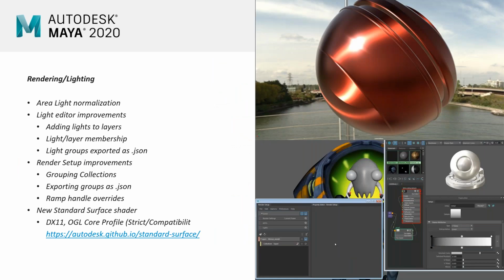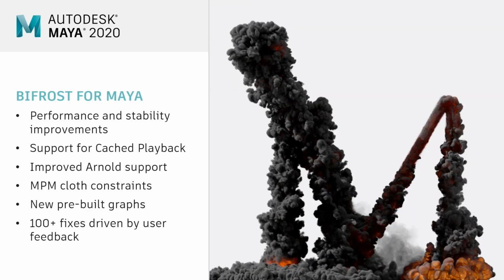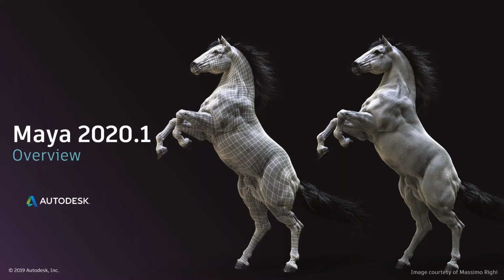There is a lot of improvement in the lighting and rendering part. Again, the next topic which I'll be covering is Bifrost. There is a separate webinar on the same which I'll be covering, so no discussions on Bifrost, but just to let you know, there's a lot of improvements on the Bifrost as well. Quickly, the last interesting part is Maya 20.1.